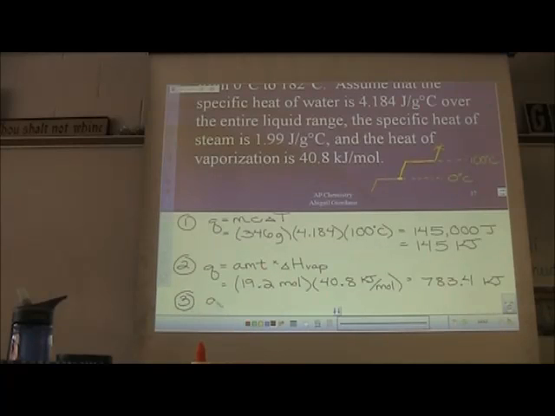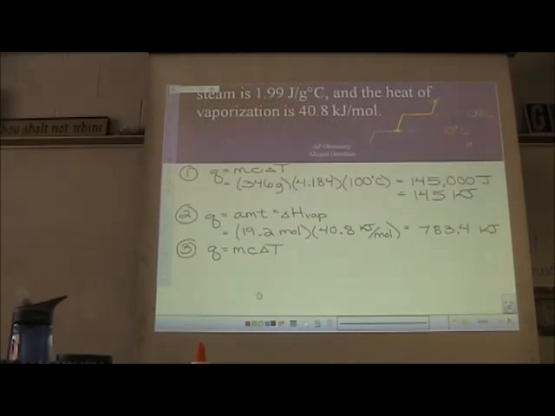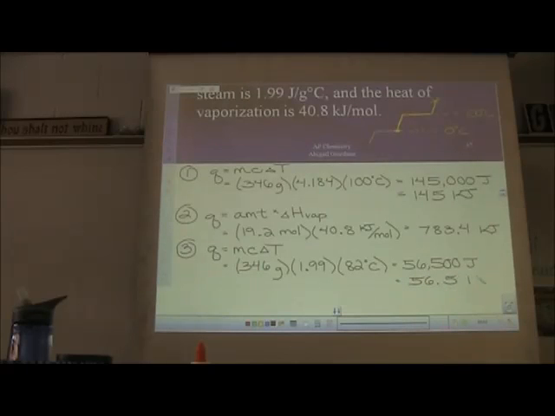Last part. It's another slant, so I'm doing MCAT again. And it's in the vapor phase, so I don't want to use 4.18. I'm using this one. What's the delta T? 82. Change to kilojoules. What do I do now? Add them all up.